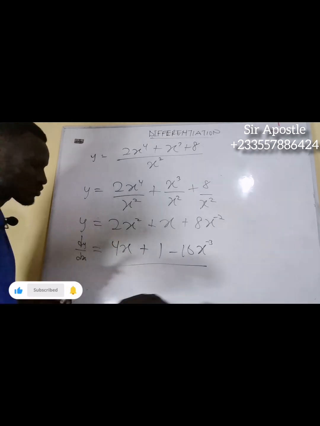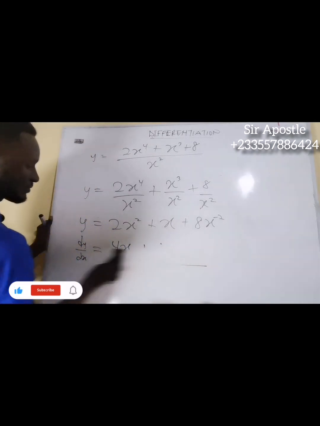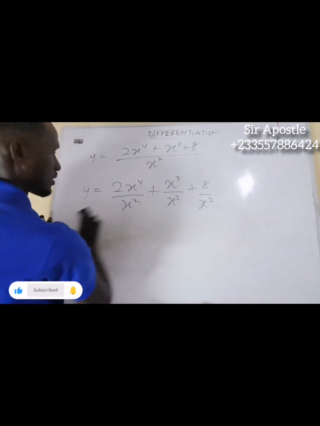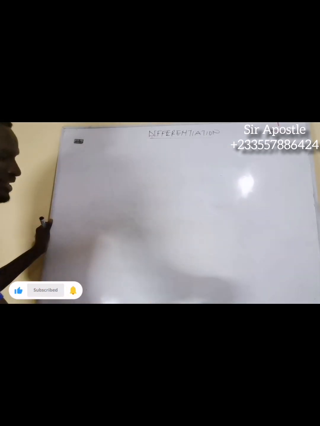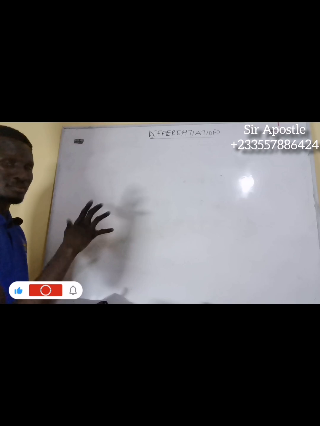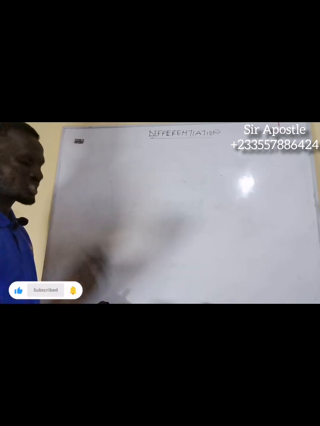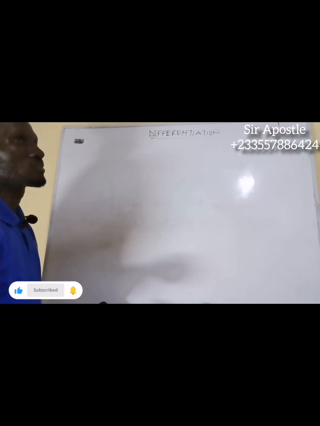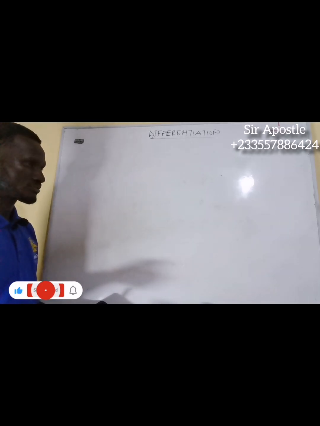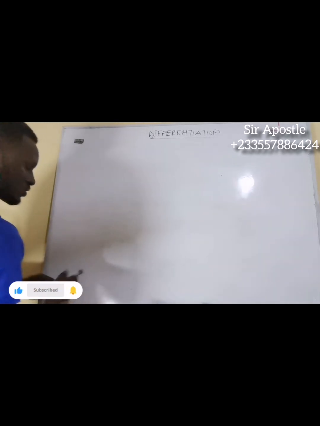Now let me do the last one. Now last one, then I'll move on to, this one is addition and subtraction. Now I'll move on to multiplication. Now when they are multiplying, how do we go about it? Yes. But before then, let me solve this one first.